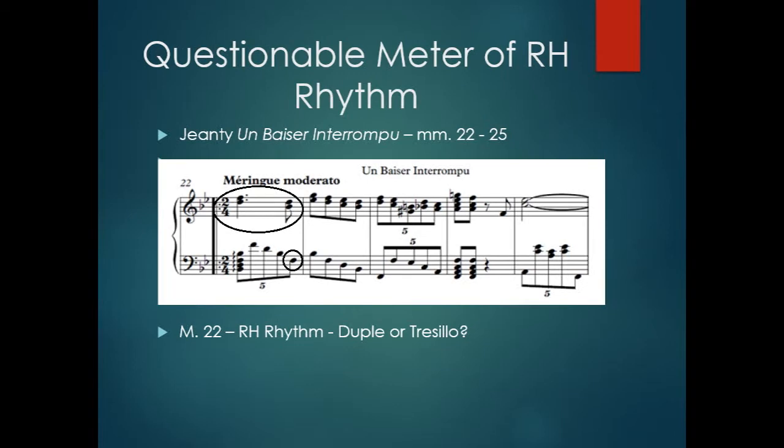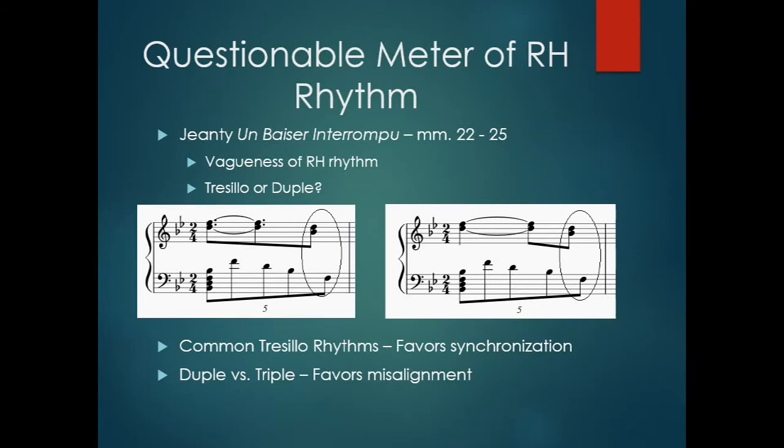We have Un Baiser Interrompu. In this piece, the main theme has a dotted quarter with an eighth note following it. So I have to question whether or not this is a duple or a triple rhythm. In one sense, you could see it as a tresillo rhythm, but on the other hand, you could see it as a duple rhythm, the way that I've shown the two different ways of tying together these notes.